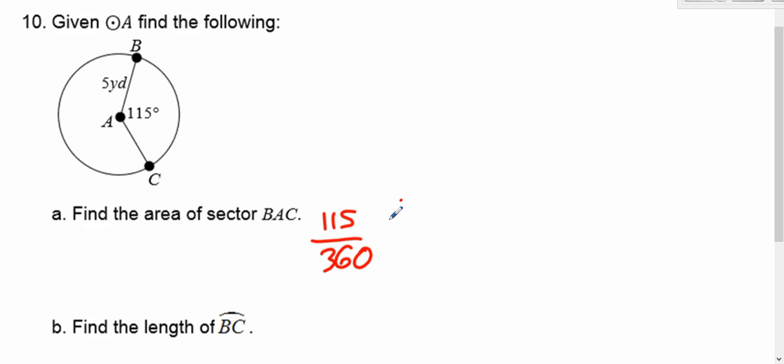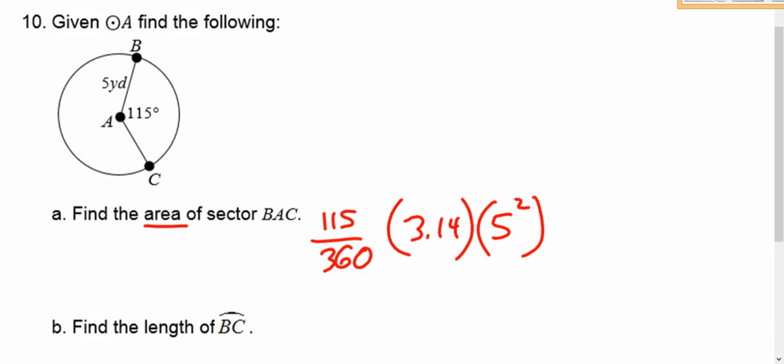So you take the fraction times the formula for area, which is pi r squared. 3.14 for pi times the radius, which is 5, squared. So you take 5 squared, which is 25, times 3.14 times 115, and then divide it all by 360. And you get about 25.076. It doesn't tell us how far around, so I'll do 3 decimal places. And that is yards, and since it's area, it's yards squared.